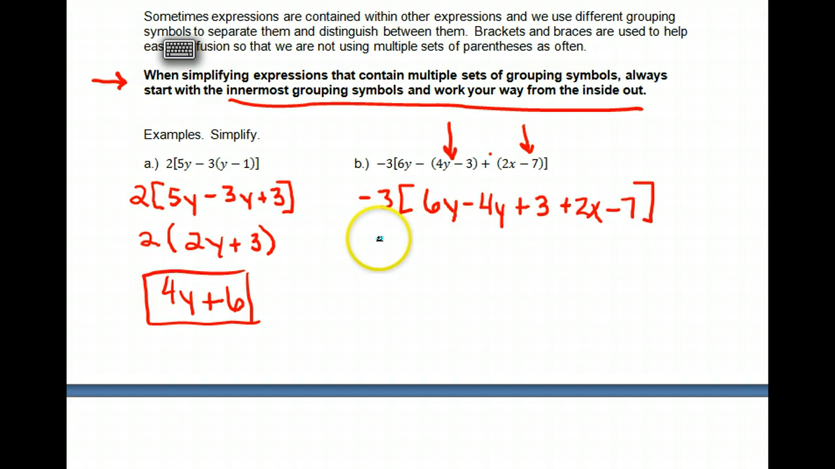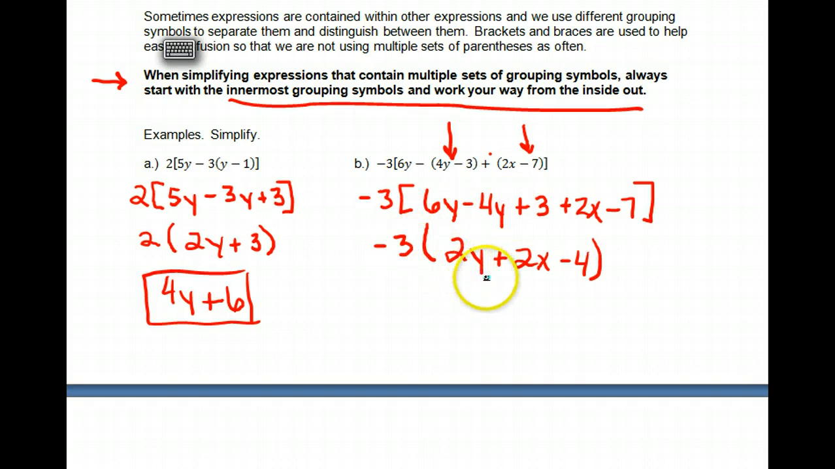At this point, we check to see if we can combine any like terms. I have no other grouping symbols, so I'll change it back to a parenthesis. 6y minus 4y makes 2y. Then I have an x, so I'll bring down my 2x. And 3 minus 7 makes negative 4. And we're going to close our parenthesis.